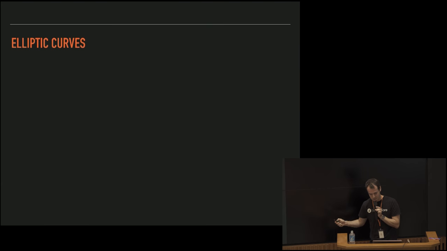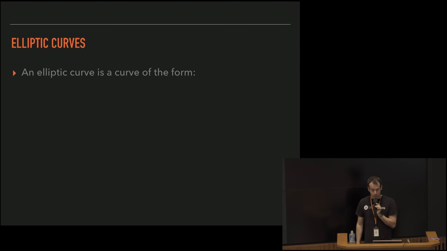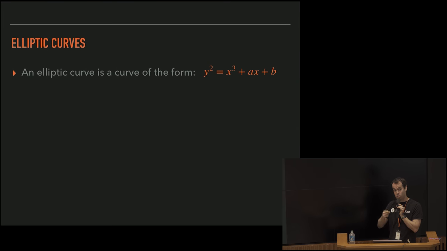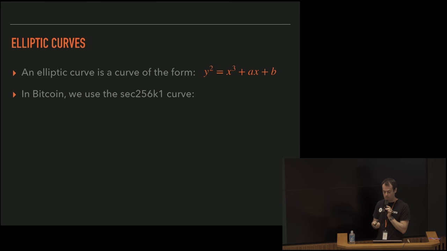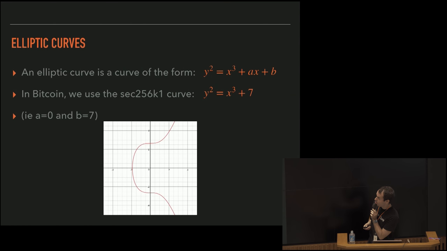Okay, moving on, elliptic curves. An elliptic curve is a curve of the form y squared equals x cubed plus ax plus b, where a and b are some constants which define the curve. In Bitcoin, we use a curve called secp256k1. Sorry, I've missed out a p there. And that is y squared equals x cubed plus 7. So you know, a equals 0 in this case, and b equals 7. And if you draw that curve out over the real numbers, we end up with a nice looking curve like this.